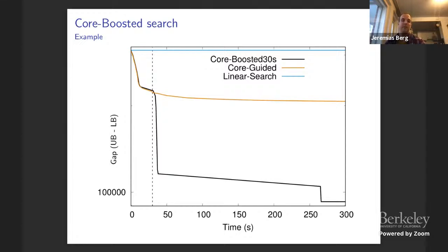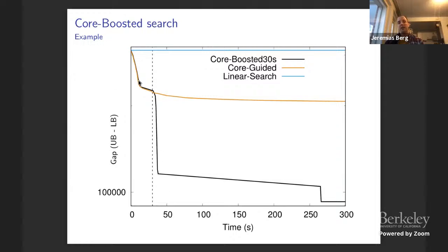Here's a plot showing the evolution of the gap, that means the difference between the upper and the lower bound, over time on a specific instance. The blue line up here is the linear search component, which is the model improving algorithm. And we see that the pseudo-Boolean is the weighted instance. So the pseudo-Boolean constraint is just too large for the solver to make any progress over the 5 minutes that we gave it.